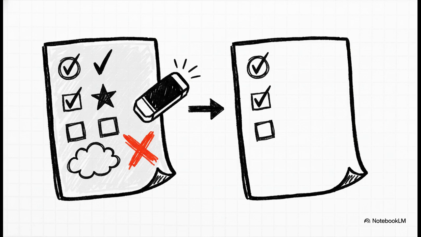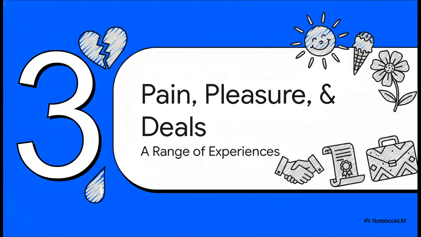Our next word is eliminate. This one feels very final. To eliminate something means you completely remove it, you get rid of it for good. You can eliminate a mistake in a document, eliminate a contestant from a show, or eliminate a problem. It's a very decisive word. And of course, the noun form is elimination. All right, let's keep building.